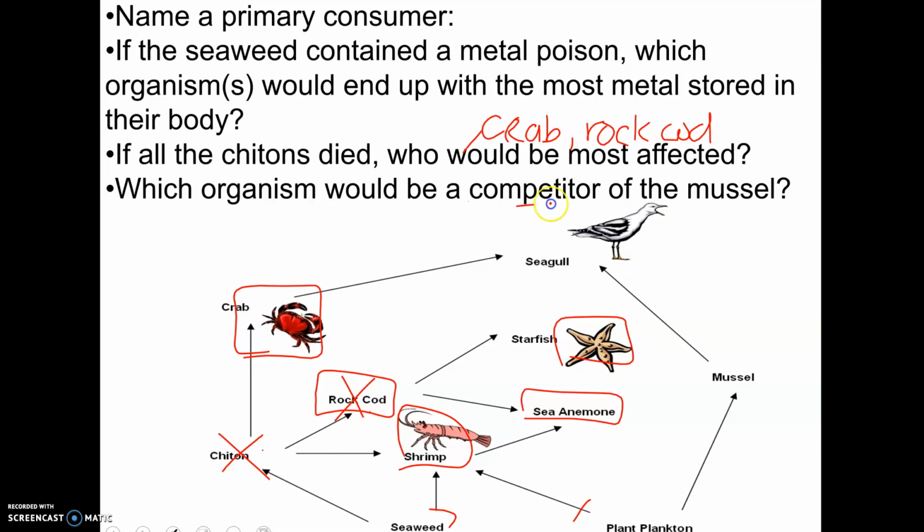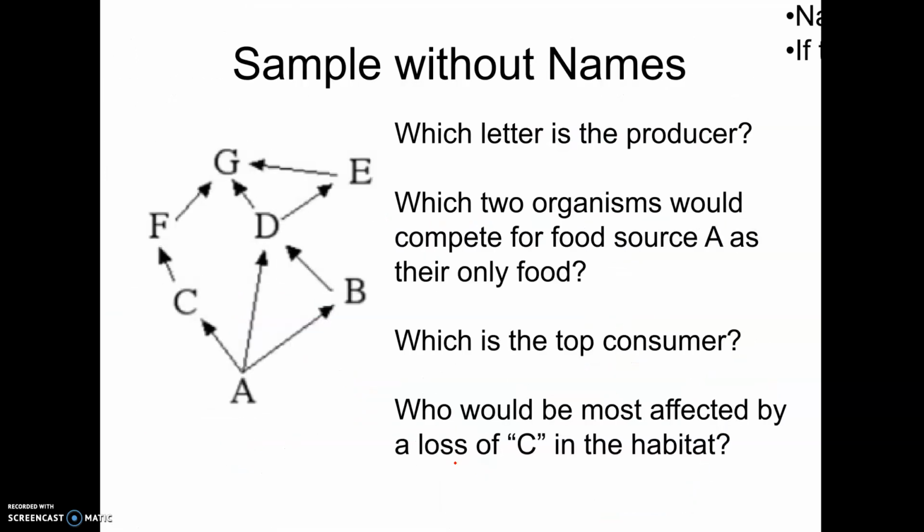All right, and then which organism would be a competitor of the mussel? So a competitor is somebody who eats the same thing. So if we find the mussel on here, well, that would be the shrimp. The shrimp would be a competitor of the mussel because they would be competing over the phytoplankton, because that's the food source for both of them. So that's how you would answer those questions.